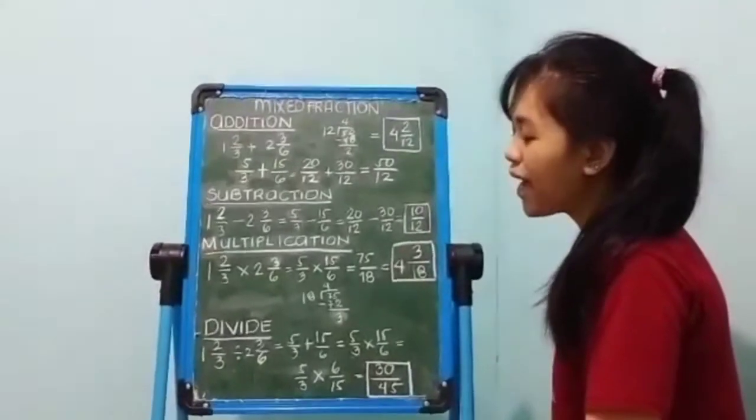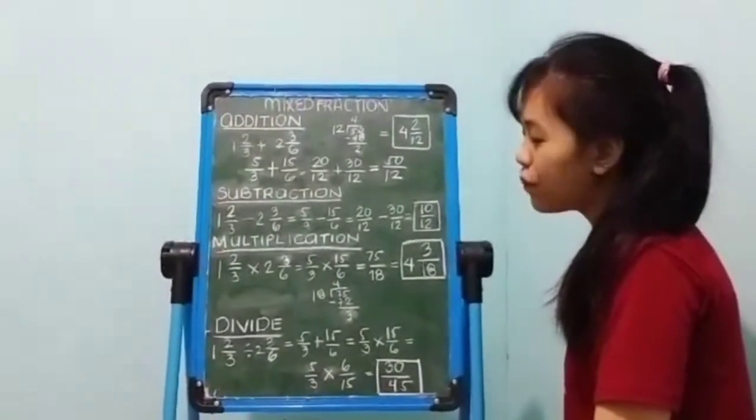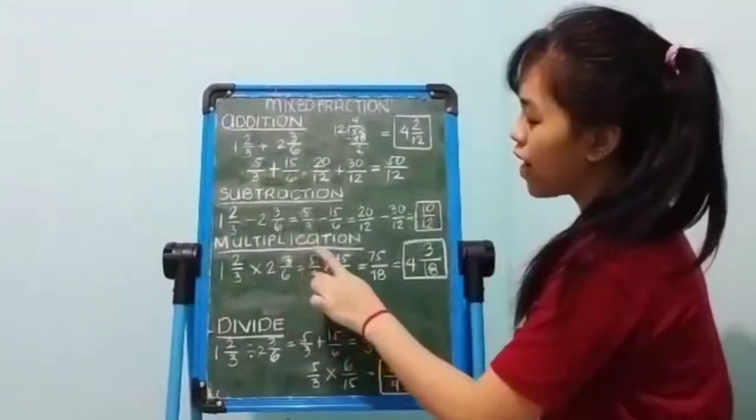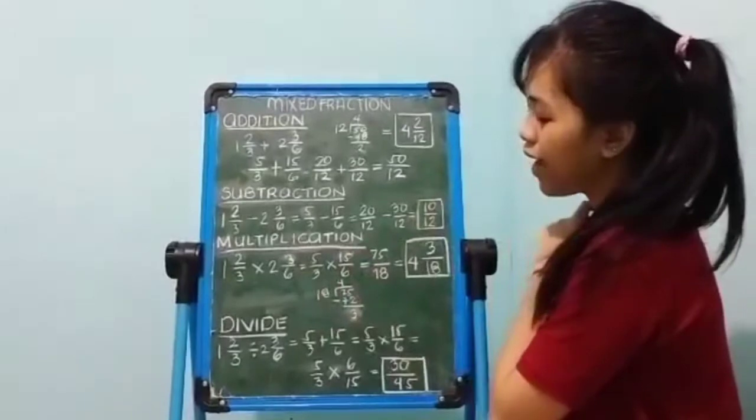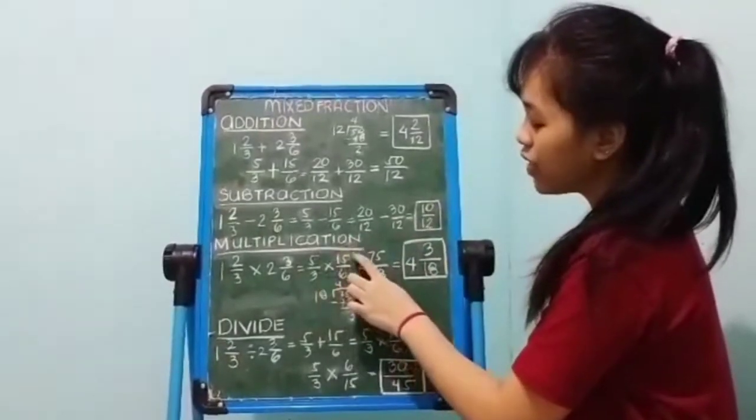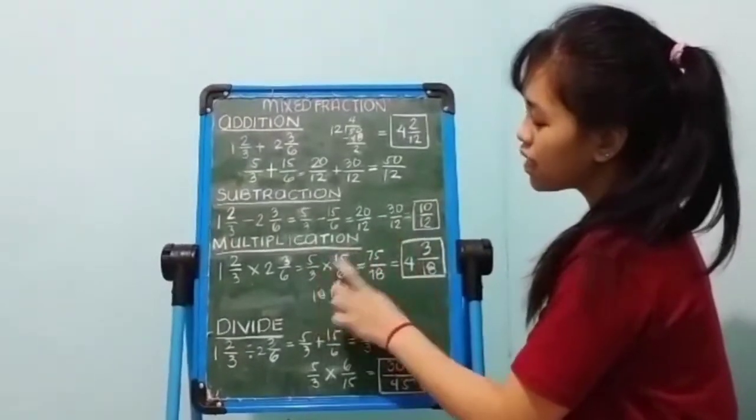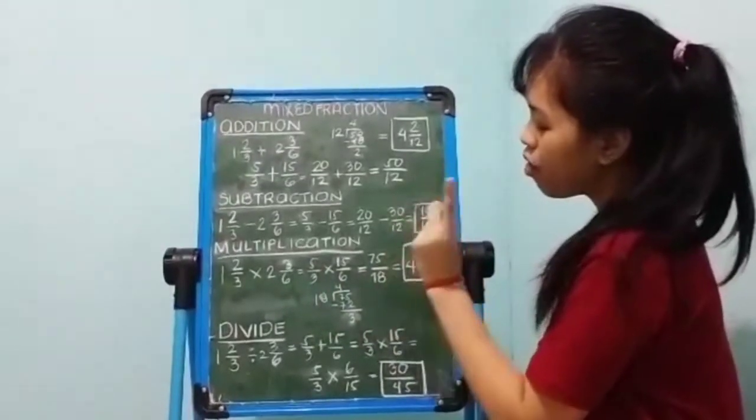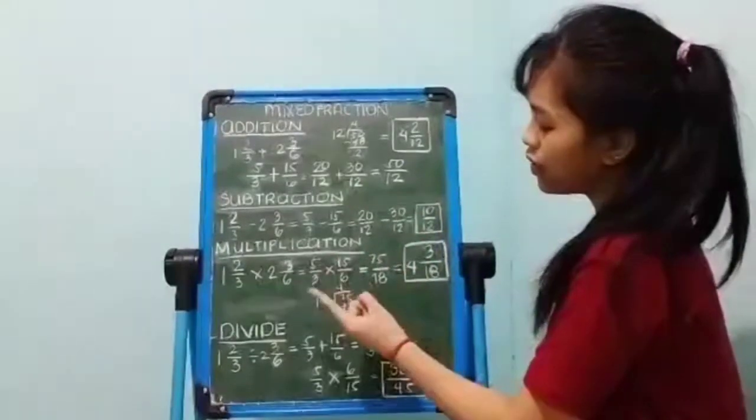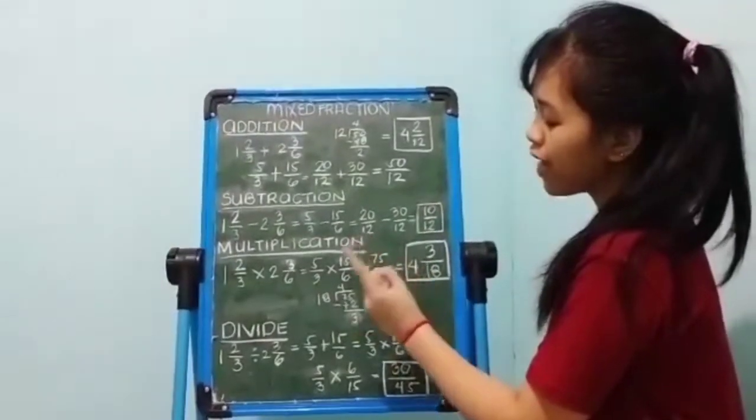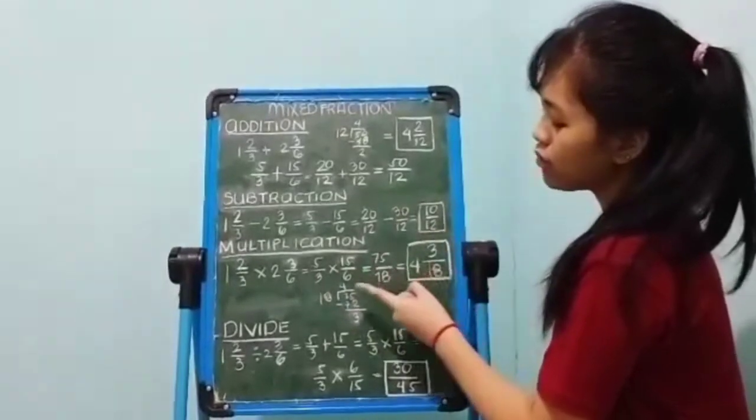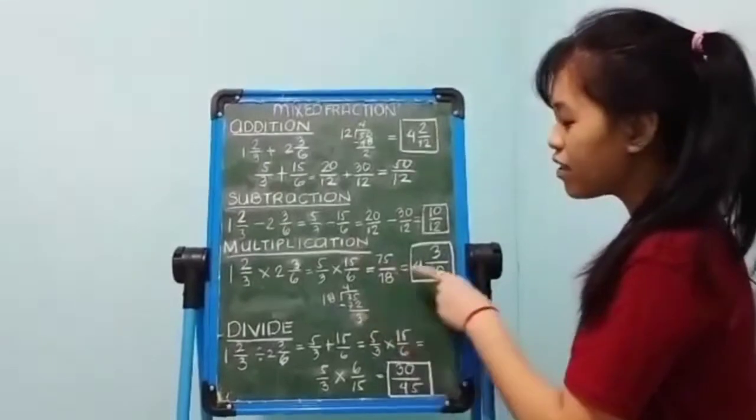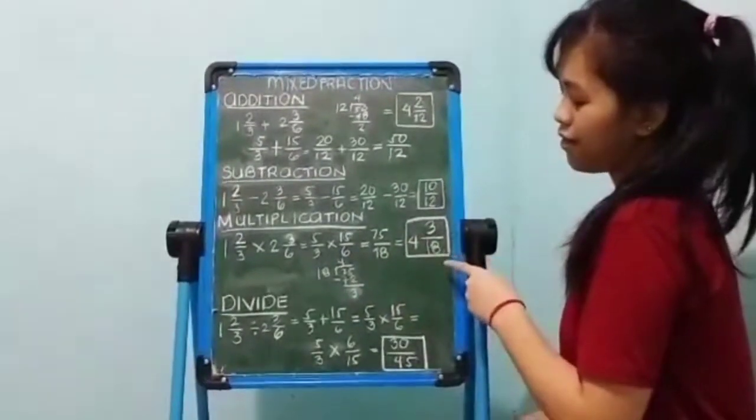Multiplication. In multiplying mixed fractions, change them into improper fractions. For example, 1 and 2 thirds times 2 and 3 sixths is equal to 5 thirds times 15 over 6. Then multiply 5 by 15 is equal to 75. 3 times 6 is equal to 18. Change them into a mixed fraction by dividing 75 over 18. So 75 divided by 18 is equal to 4. 4 times 18 is equal to 72. 75 minus 72 is equal to 3. So the final answer is 4 and 3 over 18.